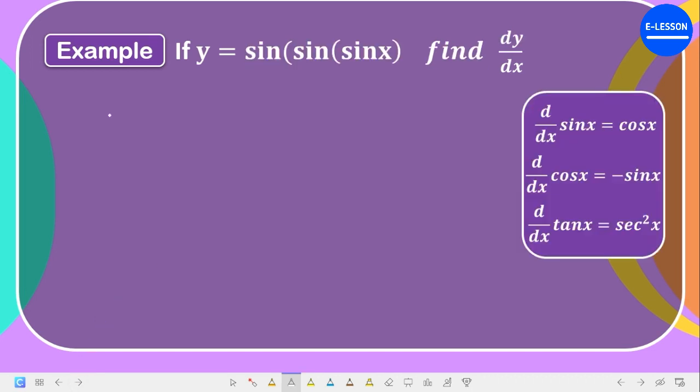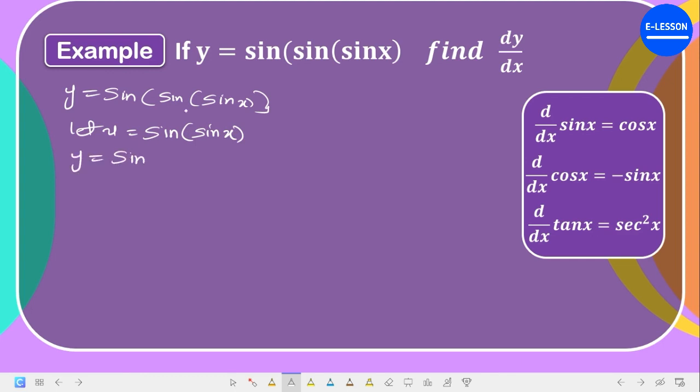How about you have something like this? Now this is a function of a function of a function. How do you solve it? First of all, we say y is equal to sine of sine of sine x. Now we'll break this down. We can say let u be equal to everything in the bracket, which is sine of sine x. Therefore your y will be sine u, in place of sine of sine x, you put u.